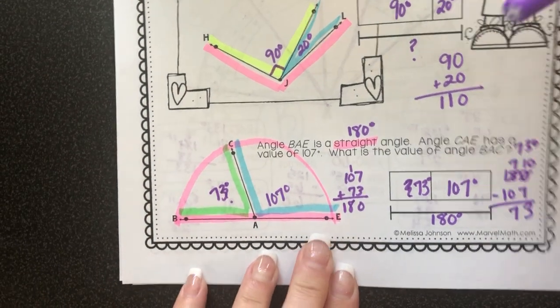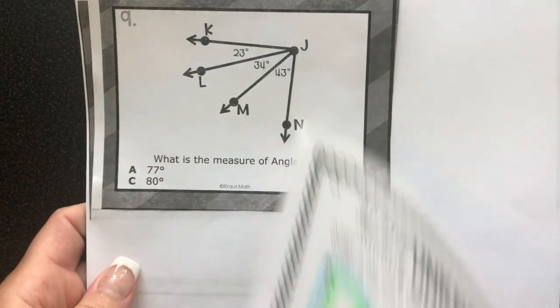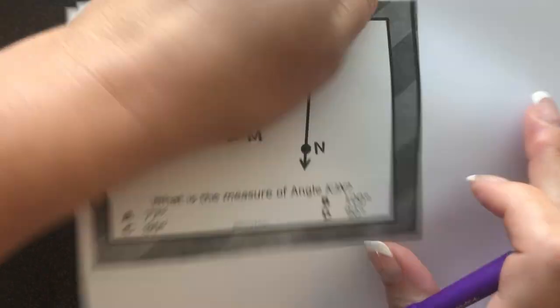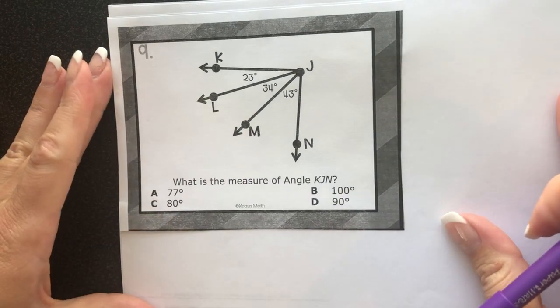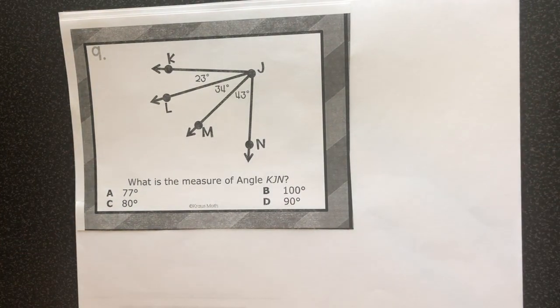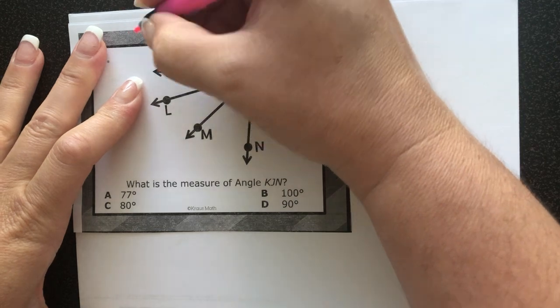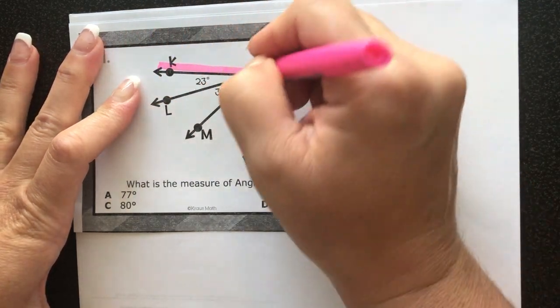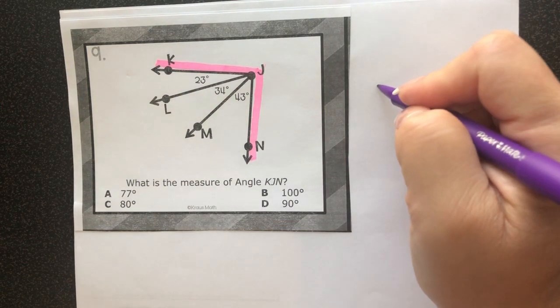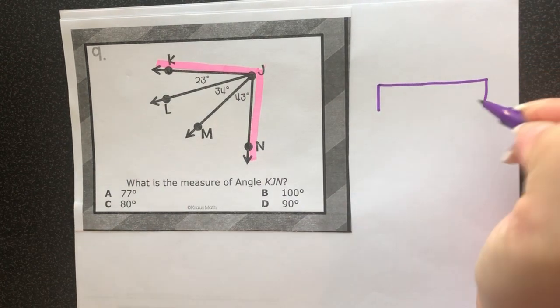Now I'm going to go through some extra practice problems so you get a little more exposure to how these problems work. All right. Paper bent a little bit. This question says, what is the measure of angle KJN? Well, here's KJN right here. You can see I'm missing the large angle, the big piece.